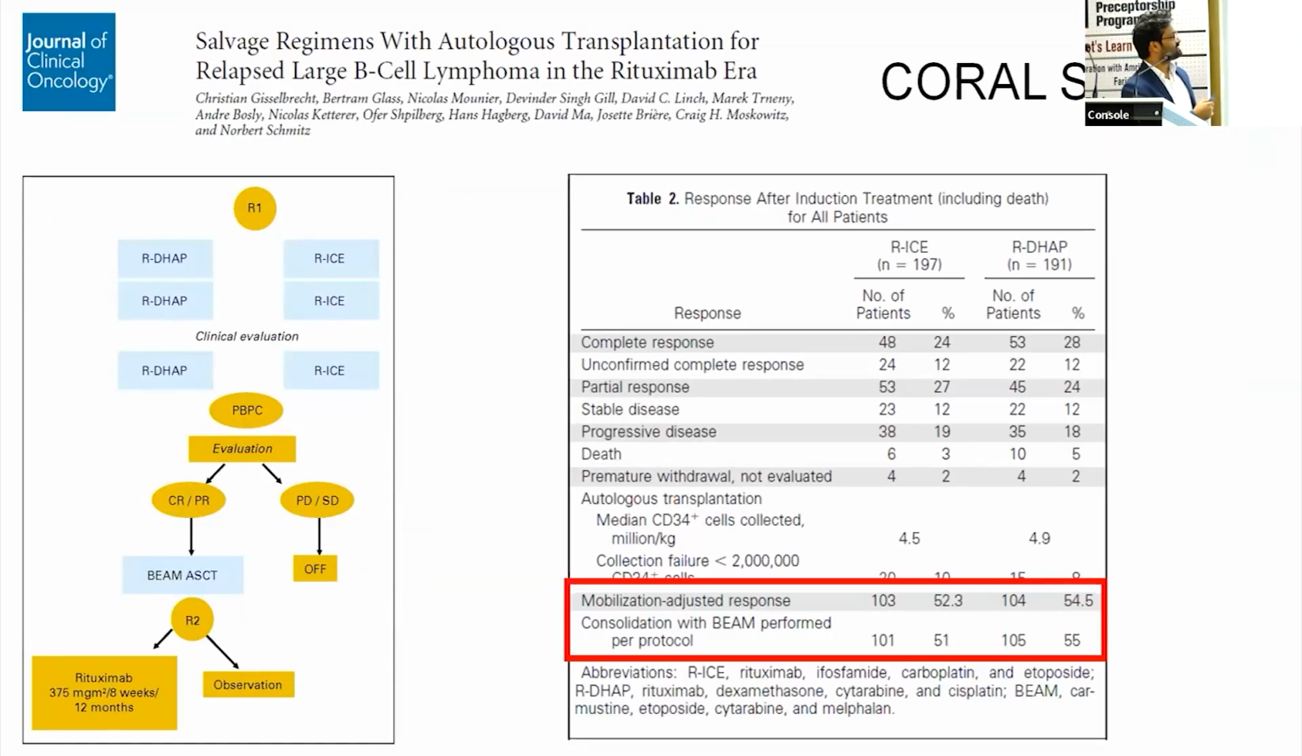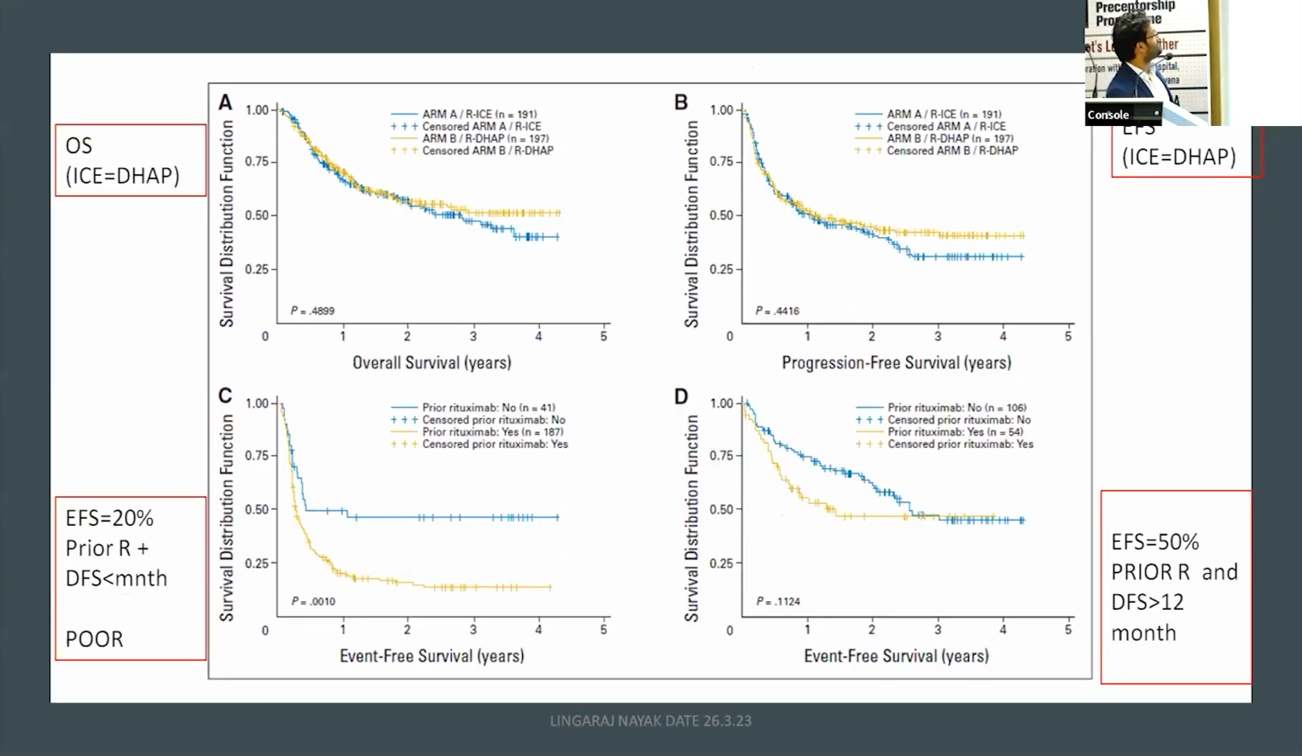So interestingly, the CORAL study was in the rituximab era. Important. Rituximab was an important development in DLBCL. So what happens to the patients who receive rituximab and then relapse? The previous study, that is PARMA, was pre-rituximab, right? So overall, there was no difference in overall survival whether you use R-DHAP or R-ICE.